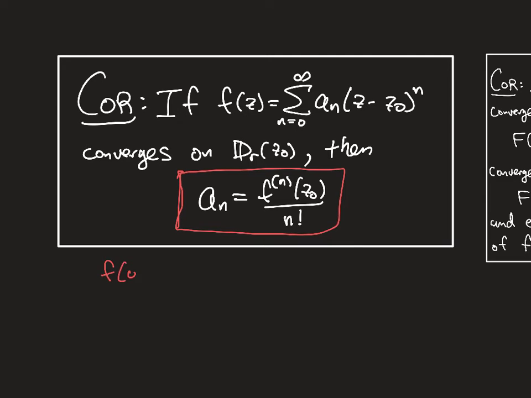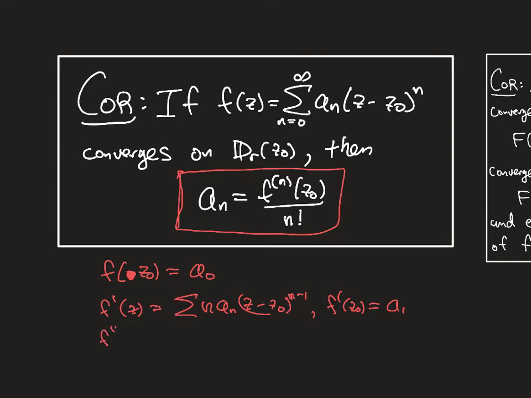So certainly f of z naught in this formula will give me a naught. But then I take f prime and get the derivative. And when you plug in z naught into this, we'll get a1, and then we take another derivative.